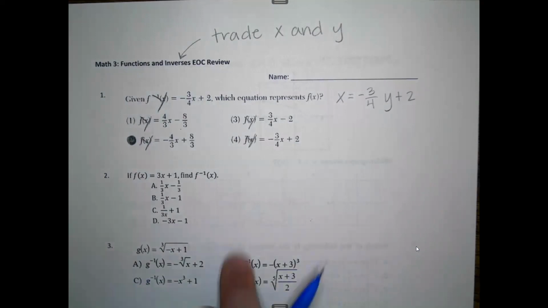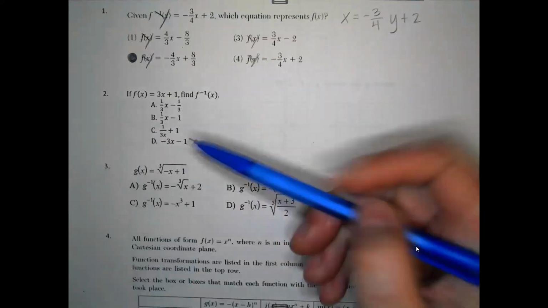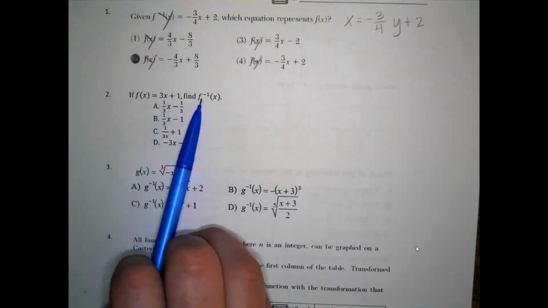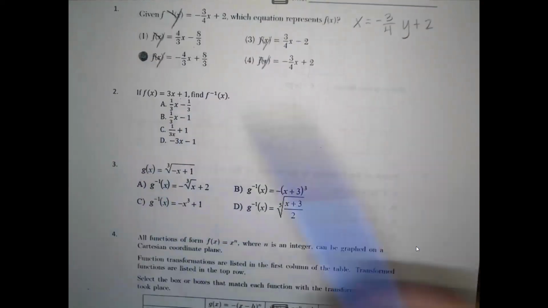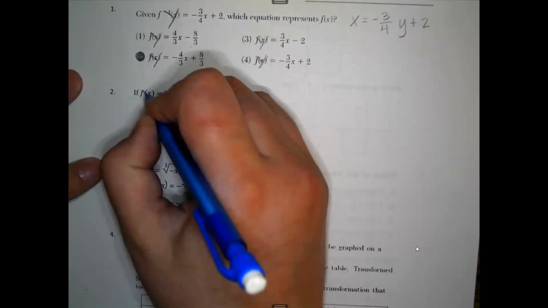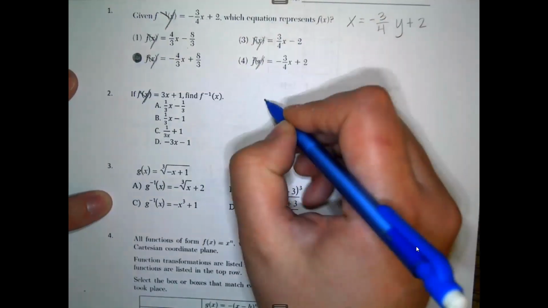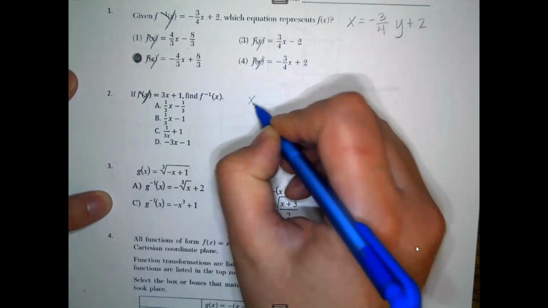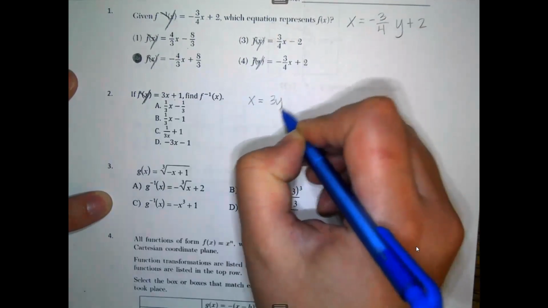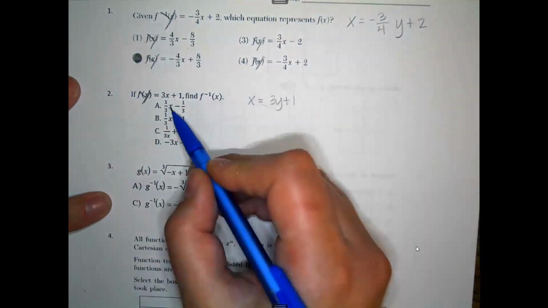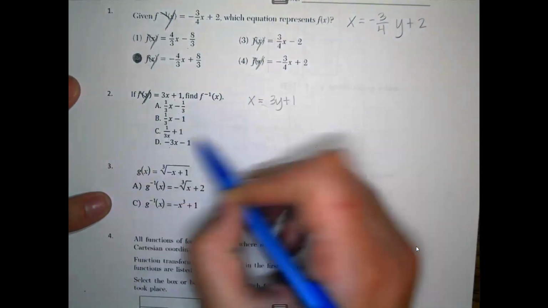All right, so these are things that we're going to do for every single one of these. It says, here's the original function, find the inverse. So all you have to do to find the inverse is just trade the X and Y. So here's the original function, there's the Y. To find the inverse, all we have to do is trade the X and Y. So X equals 3Y plus 1. So you would graph that, and then you would graph all of these and see which one matches up.